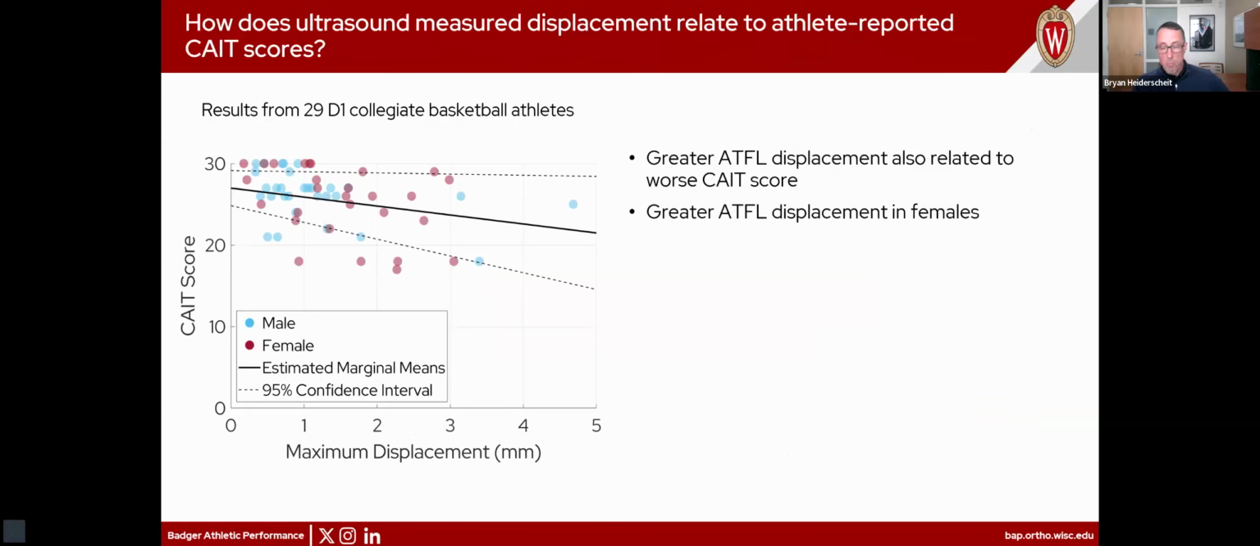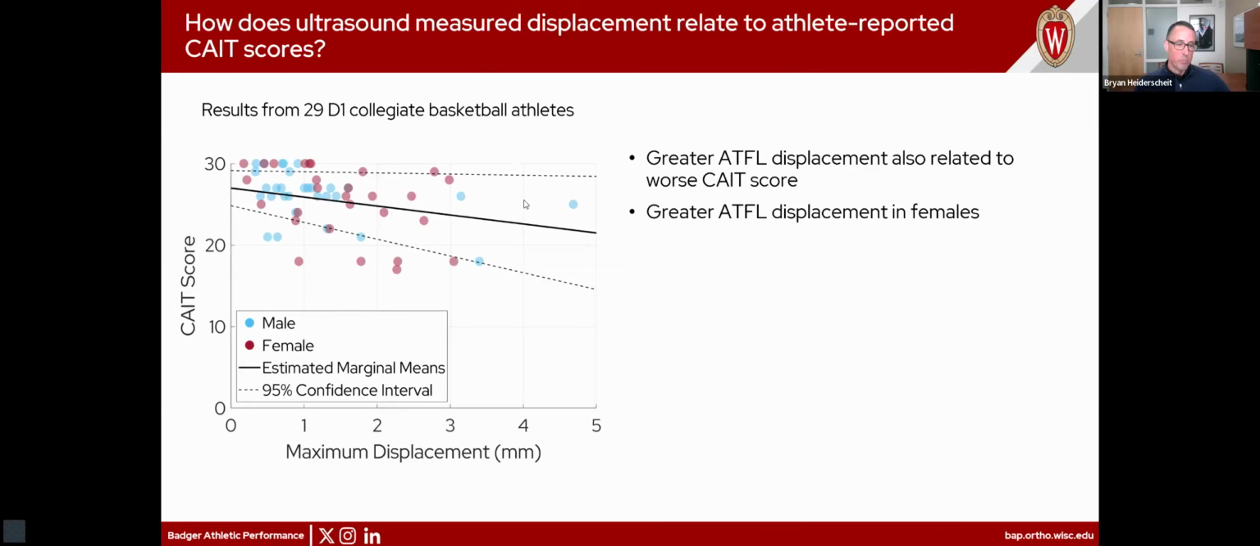Now, when we model the data and start to look for some level of statistical relationship, absolutely, we do see that to be present, and that greater ATFL displacement is related to a worse CAT score. We expect that to be the case, and it shows up here through our modeled measures. But also, when we differentiate between males and females, you can also begin to appreciate that there's generally greater ATFL displacement on average in females compared to our male athletes. Now, again, a number of different factors could explain or influence that sex relationship, which we're currently exploring at present.